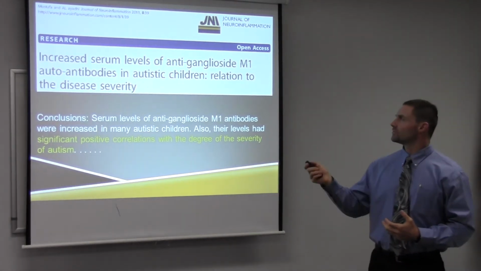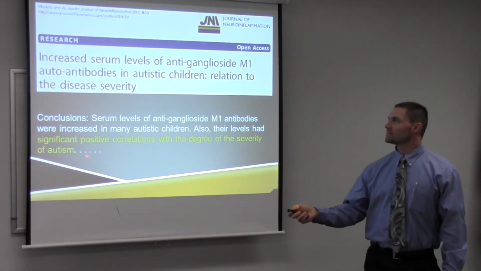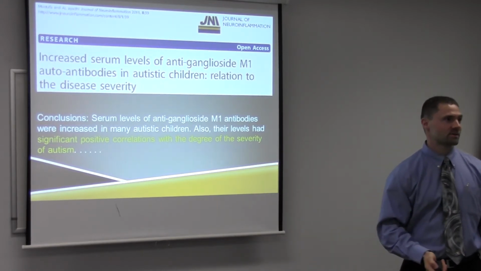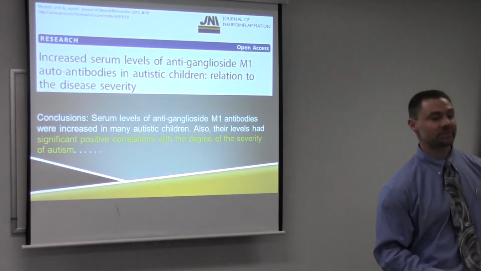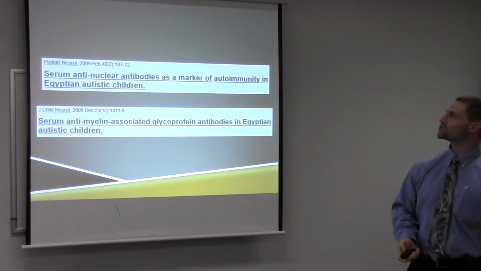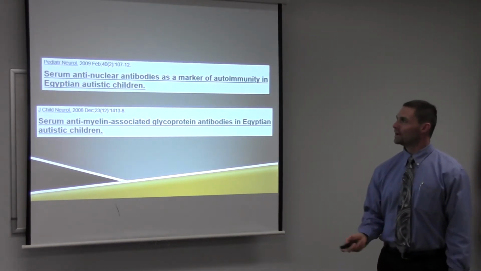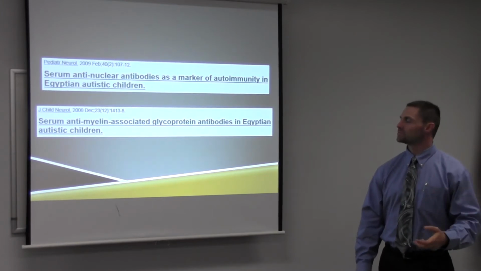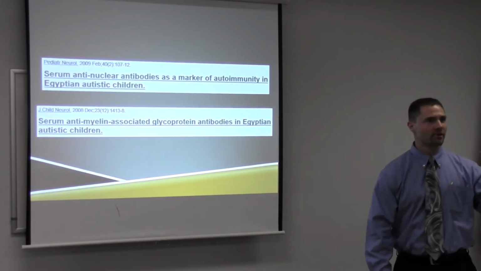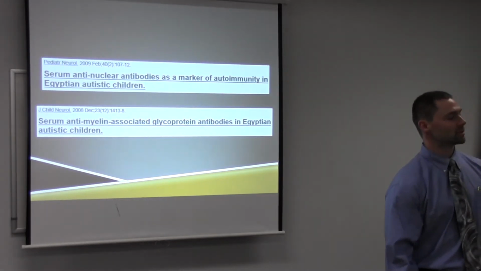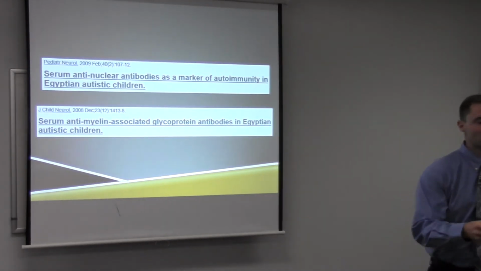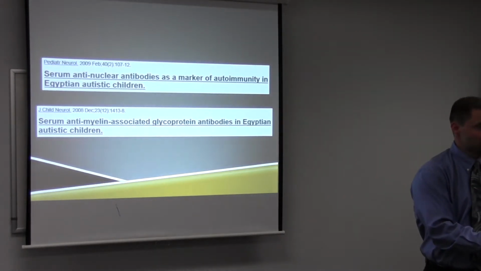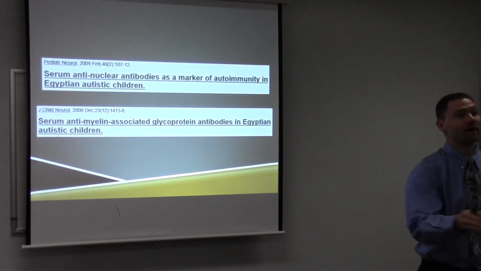But look at this, you can develop antibodies to those as well. Significant positive correlations with the degree of severity of autism. Right? Do I sound like a broken record yet? Okay. And here's just a couple more. When I ran my literature search and I was putting this together, these were just some of the different antibodies that kept popping up. So I wanted to share these with you to show you that it's not just one little region in the body that's getting attacked, the whole body can get attacked.